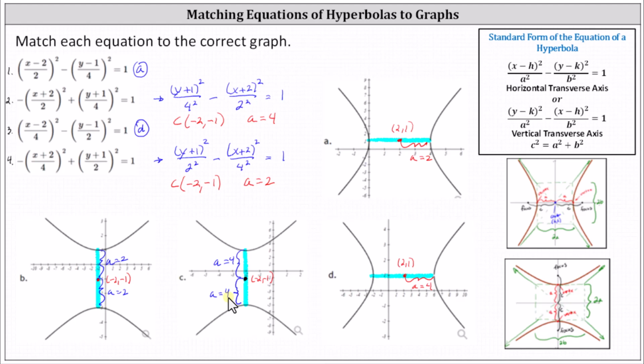Notice for equation 2, a is 4, which indicates equation 2 matches with graph C. And for equation 4, a equals 2, which indicates equation 4 matches with graph B.